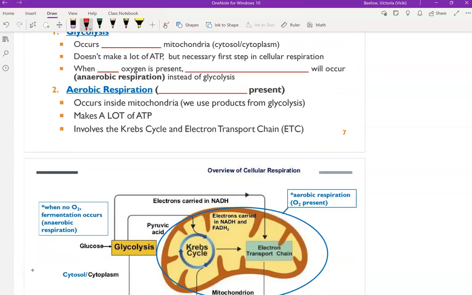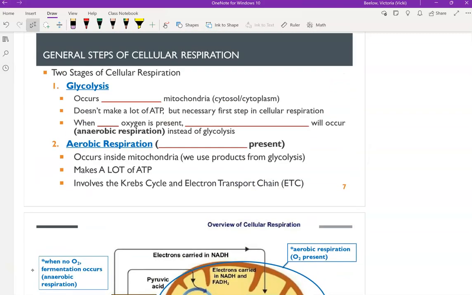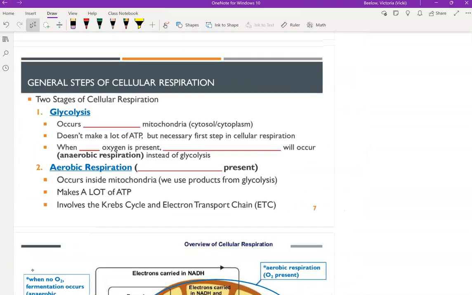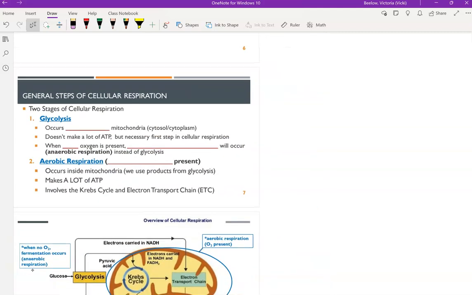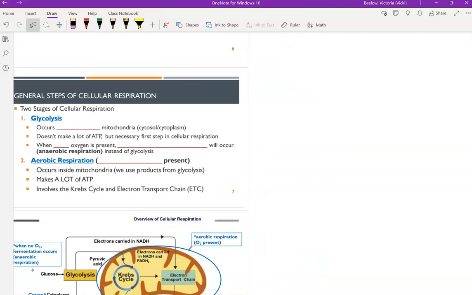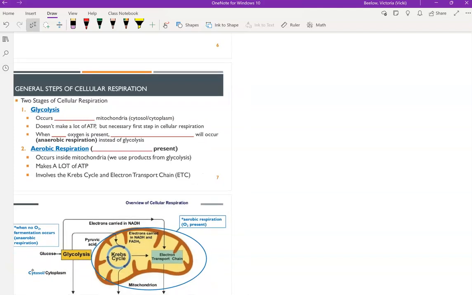So now I'm just going to introduce a little bit of that process of cellular respiration. I know it says 2 steps here. Those are like 2 big steps. Really, how we're going to break this down is in more like 3 steps. So we're going to first talk about glycolysis. And then we are going to talk about what happens when you do and don't have oxygen present.